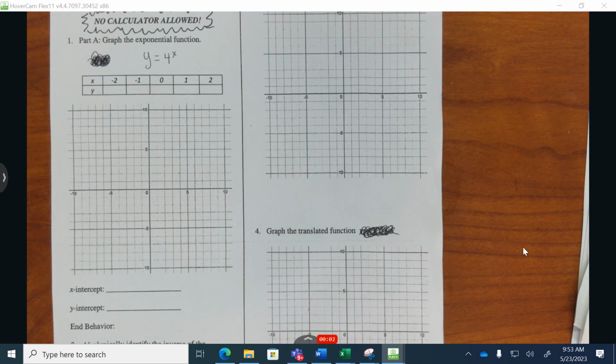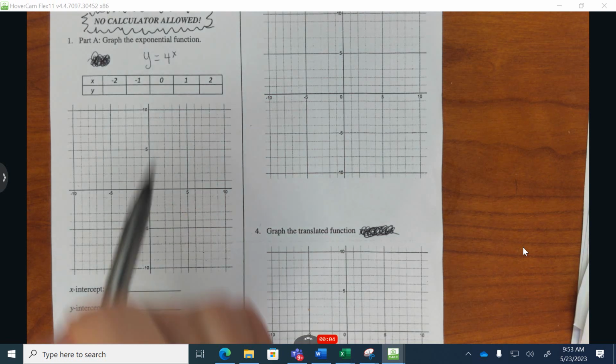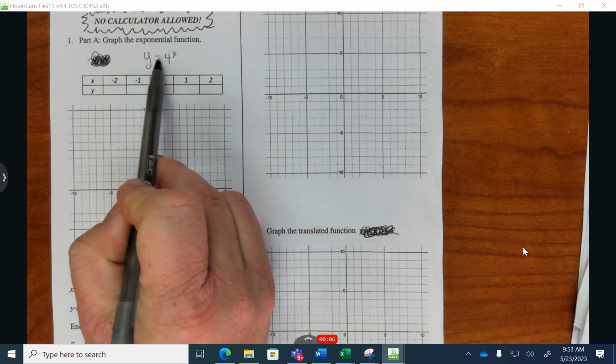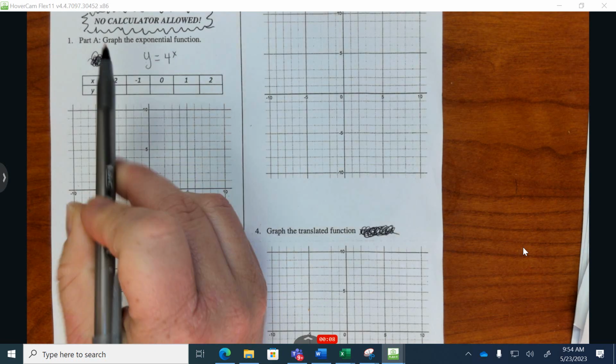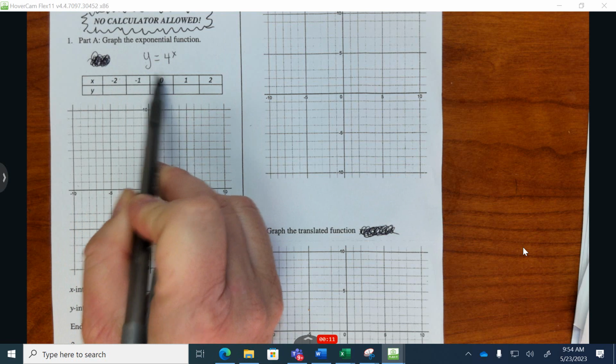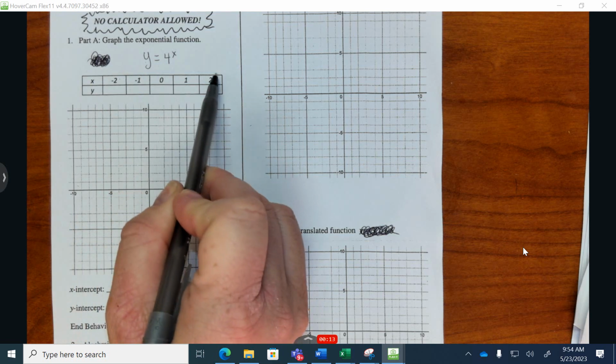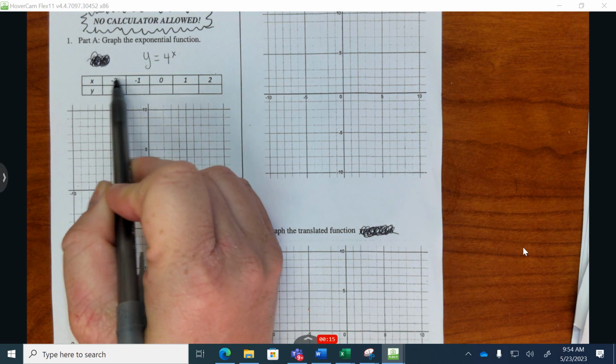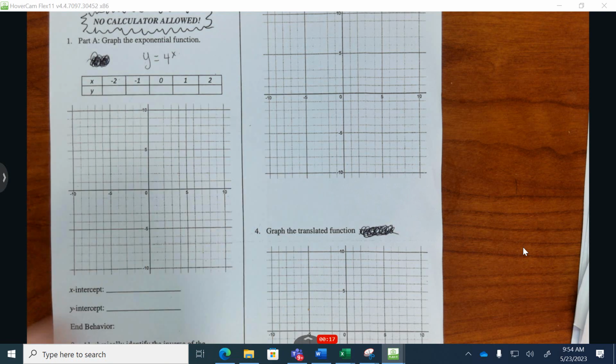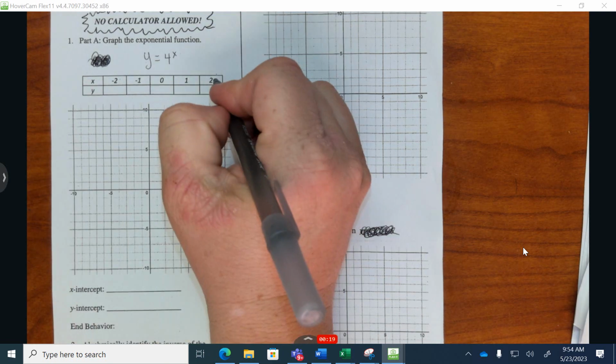Okay, so we are going to review graphing exponential functions. Let's start with the exponential function y equals 4 to the x. We are going to substitute in each one of these input values for x, and we're going to receive an answer for y. We can't use a calculator. So I'm going to start here with an easier one.